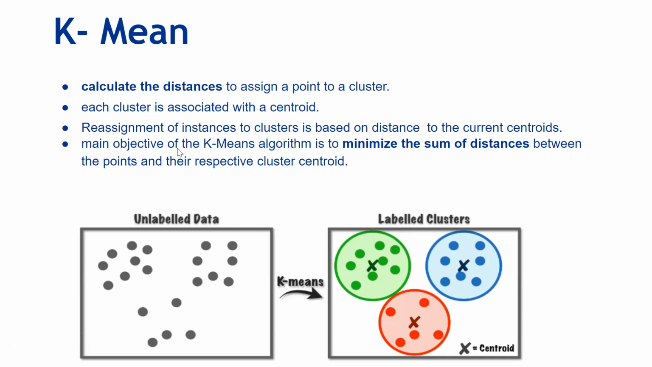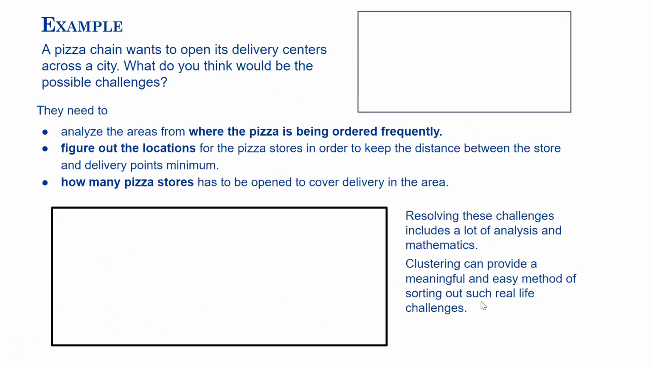The next point is that the main objective of the K-means algorithm is to minimize the sum of distances between the points and their respective cluster centroid. So have a look at this picture. It's unlabeled data. We have the data points in the data space. By using K-means clustering, we are trying to convert them into 3 different clusters. Here you can see that there are 3 kinds of clusters: one is the green cluster, one is the red cluster, and the third one is the blue cluster. How is it working? Let's move and see.